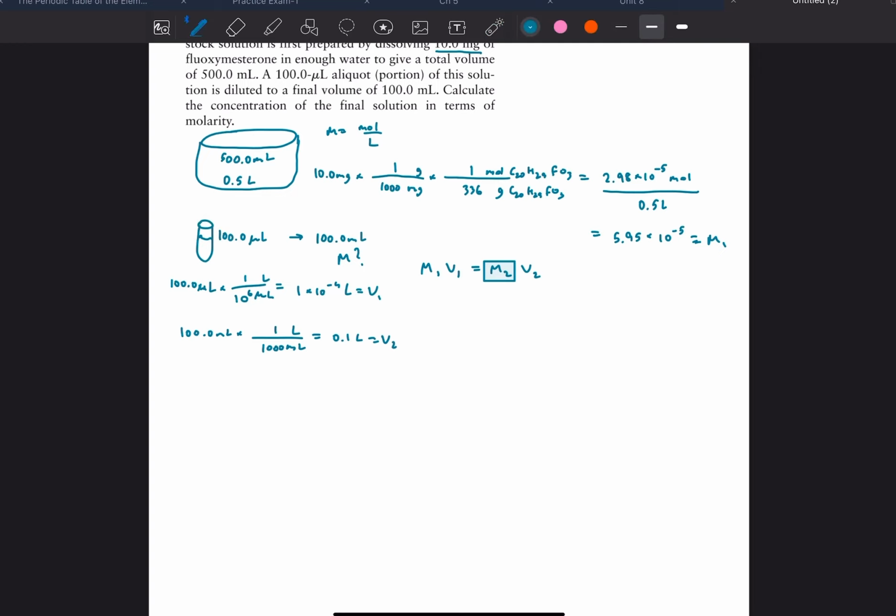So let's write out our 5.95 times 10 to the negative fifth, and this is multiplied by that V1 volume, so that's 1 times 10 to the negative 4th, and this is equal to M2, which we're solving for, times our V2, which is 0.1 liters. And when we work all this out, we multiply these two, divide by 0.1, we get 5.95 times 10 to the negative 8th M. And that's our final answer.